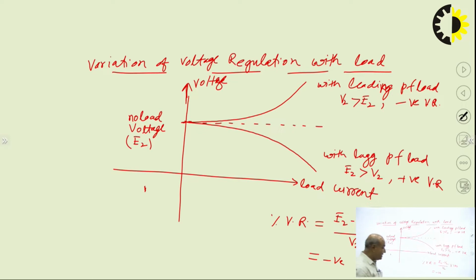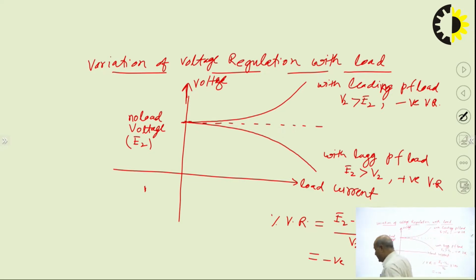Okay, so this is the explanation of how the voltage regulation varies with the variation of load, load current and the nature of the load. Sometimes it is positive, sometimes it is negative. We have seen that with a lagging power factor load, voltage regulation is positive, and with a leading power factor load, voltage regulation is negative. These questions may be asked in MCQ. This is important with respect to MCQ questions.